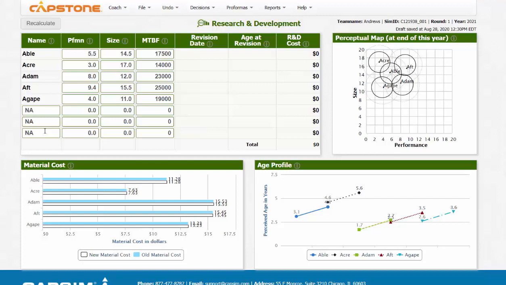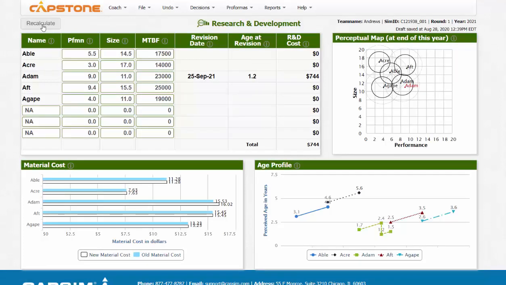Let's take a look at an example. Let's say that we want to improve our high-end product. This is our high-end market segment here, and the high-end product is Atom. And we want to improve the product by increasing the performance and by decreasing the size. So let's say we increase performance by 1 unit and we decrease size by 1 unit from 12 to 11. And let's say we think that our customers are happy with the current reliability, so we choose not to change the MTBF. When we are done with our changes, we click Recalculate.